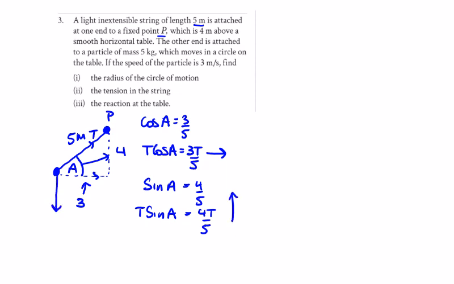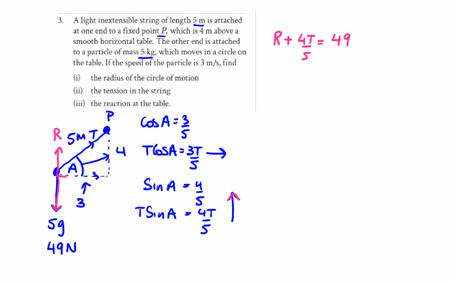Coming down in this direction, we have the weight of the mass, 5 kilograms, so 5g, which is 49 newtons. We also have the reaction at the table going up. So what are our forces here? Let's start up here. So we have R plus, what else is going up? This one here, 4T over 5, is equal to what's going down, which is 49. So we have two unknowns.